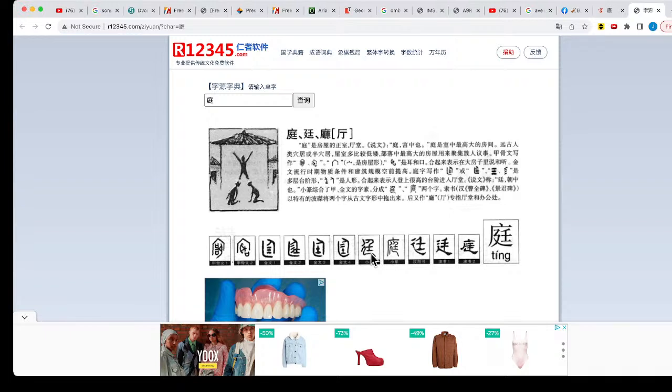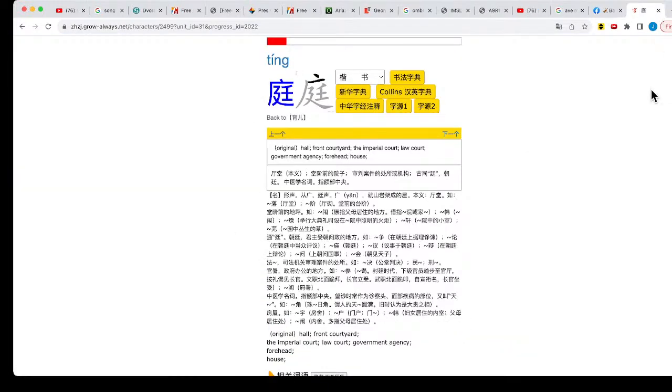Of course later on they further standardized and stylized it, and it gradually became like this. You can still kind of tell: here are the steps, and here's the person walking over the steps. So this is 庭.